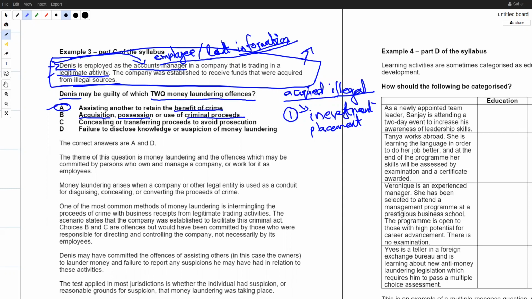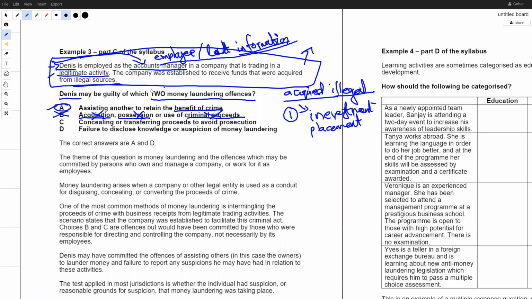Dennis is the person who knows the information. Dennis is not involved in money laundering. He just knows that the owner of the company, that the company itself, is involved in money laundering. He only knows that. He did not acquire any criminal proceeds, he is not in possession of any criminal proceeds, and he did not use any criminal proceeds. He only knows the information. So option B is not correct.